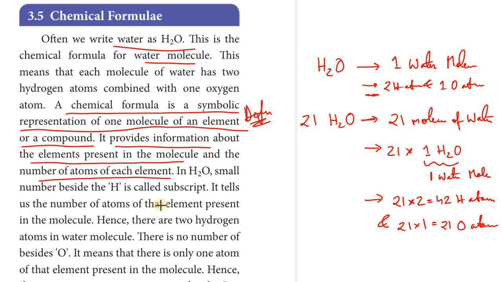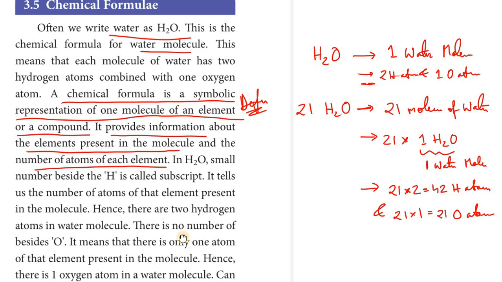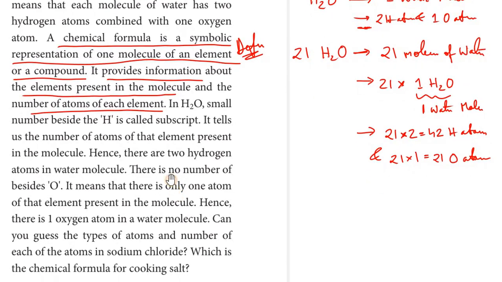Okay, now, so that's the story, how it goes. As I was saying, as there is no number beside it, it means that there is only one atom of that element present in the molecule. See, H2O. So 1 oxygen atom. Good.